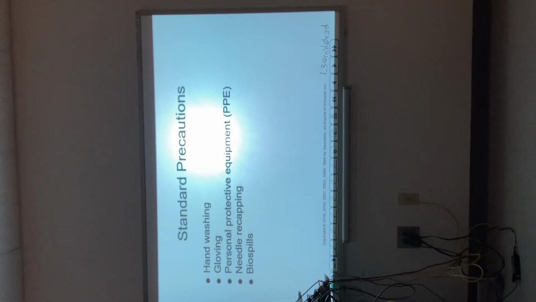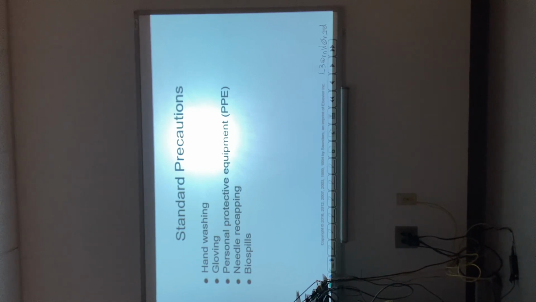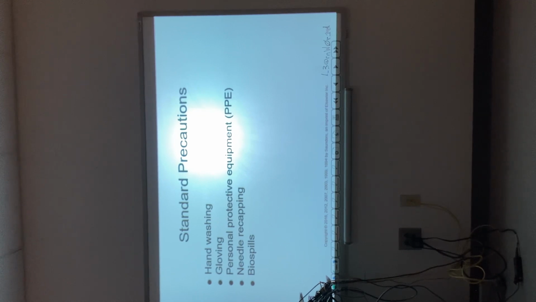So these are our pretty standard precautions as far as what we need to do to maintain some type of aseptic environment. And we can go further in depth based on what the procedure is or what the protocol is. So hand washing, gloving, PPE. We know the use of venipuncture and needles that we do not recap as safety precaution, and how to handle biospills appropriately.